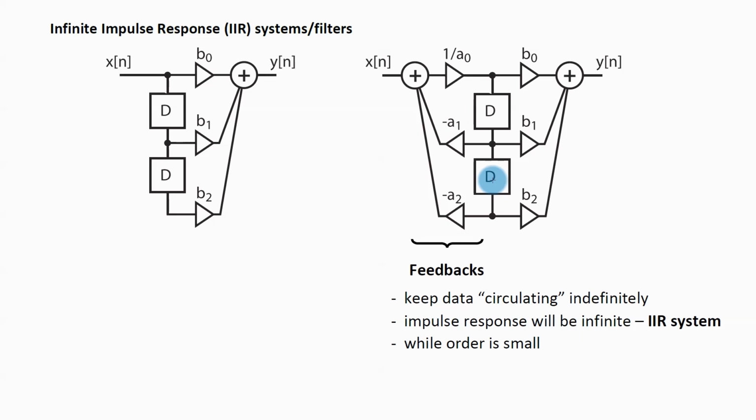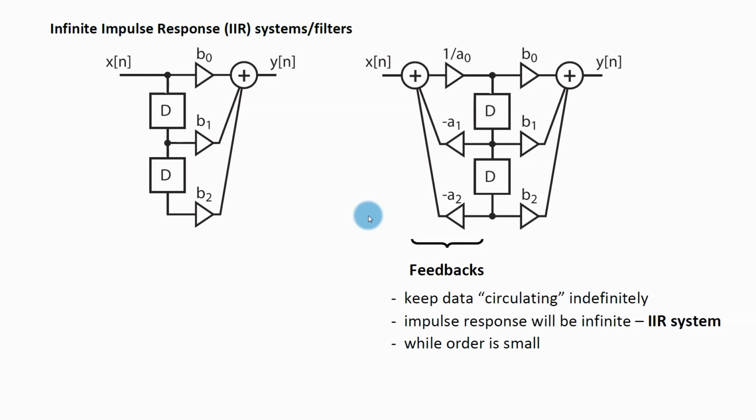Before I show you an example of an IIR filter, I just want to point out that these constants A0, A1, A2 are so-called coefficients of the filter. More specifically, these coefficients B are called feed-forward coefficients, and these coefficients A are called feedback coefficients.